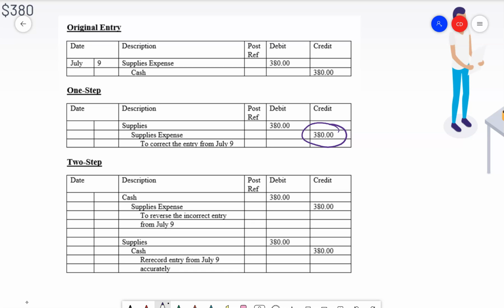The 1-step entry works great if only one account was incorrect, or if the amount was incorrect. That's when the 1-step entry works well. If both accounts in the journal entry are incorrect, it's very difficult to do it in 1 step. Okay?